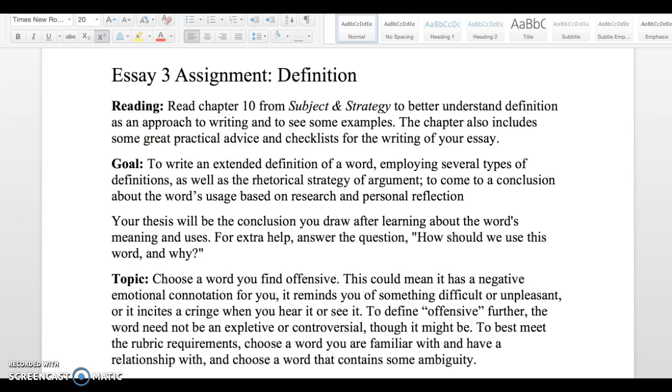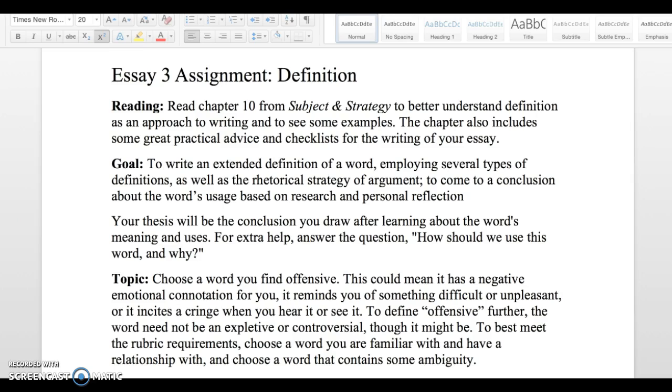Your thesis will be the conclusion that you draw after you do the research. So after you learn about the meaning of the word, how the word has changed over time, then at that point you can reflect on your experiences and make a conclusion. If you need extra help coming up with a thesis, if my explanation so far isn't working, answer this question: How should we use this word and why?